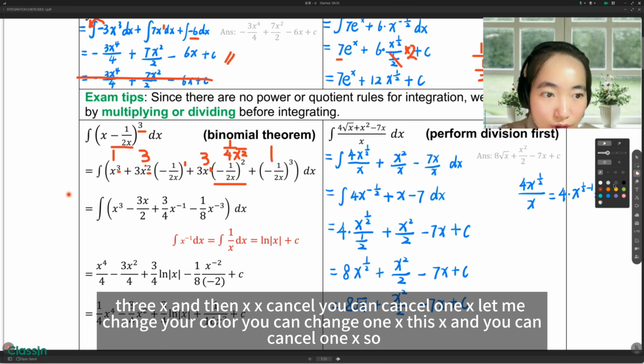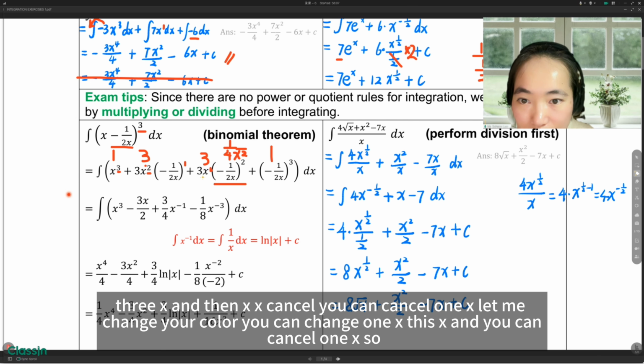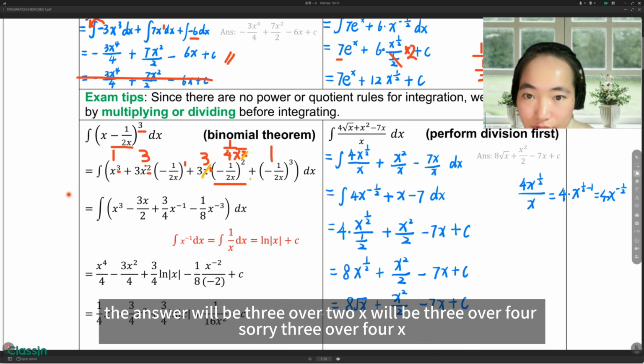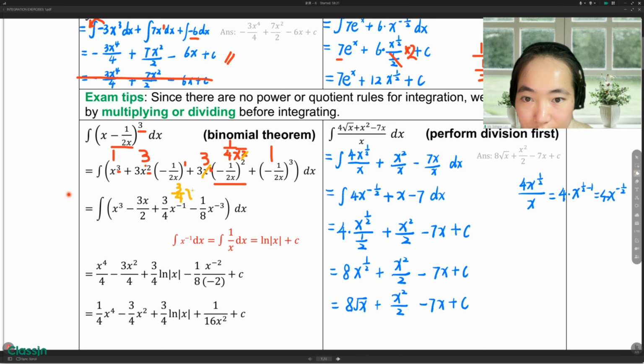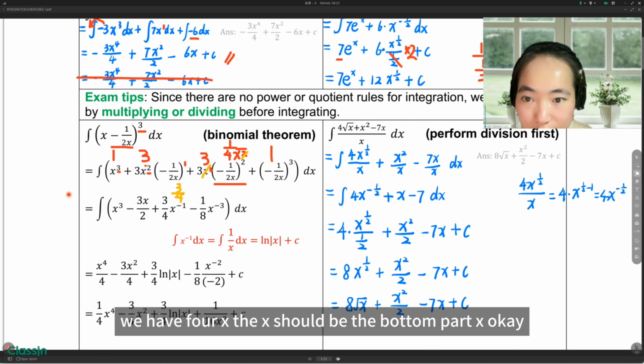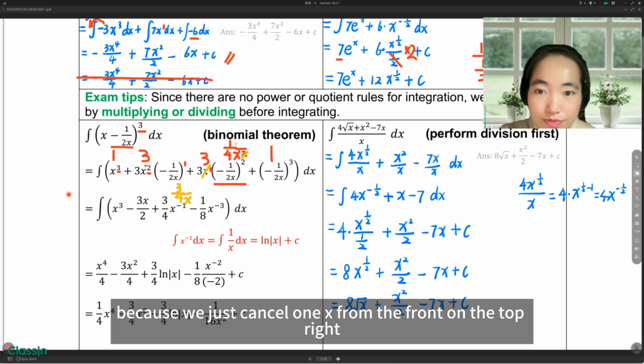You can cancel 1x. Let me change the color. This x and this x, we can cancel 1x. So the answer will be 3 over 2x. It will be 3 over 4, sorry. 3 over 4x. The x should be the bottom part, because we just cancel 1x from the top, right?